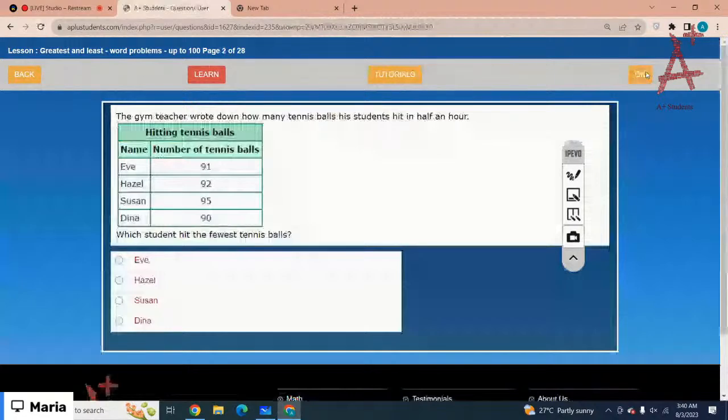The gym teacher wrote down how many tennis balls his students hit in half an hour. So which student hit the fewest tennis balls? So which is the correct option? Fewest tennis balls. That means you have to find the least number in the table, right? So which is the least one? The least number is 90, and 90 belongs to Dina. That means Dina hit the fewest tennis balls. The correct option is Dina.